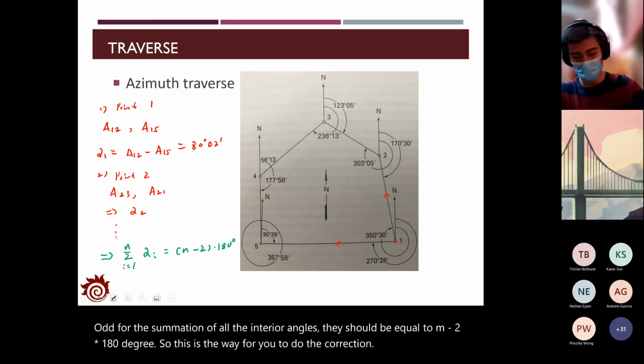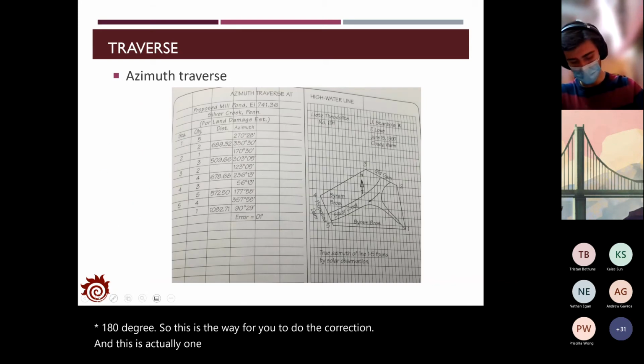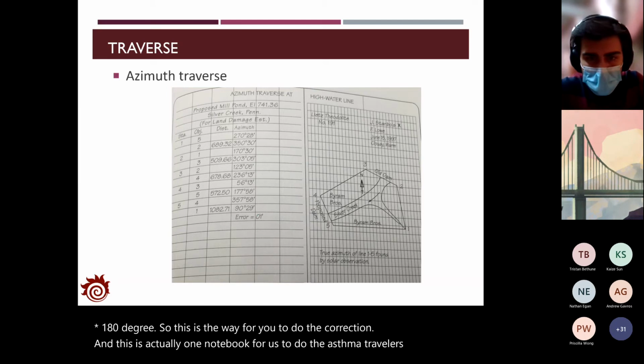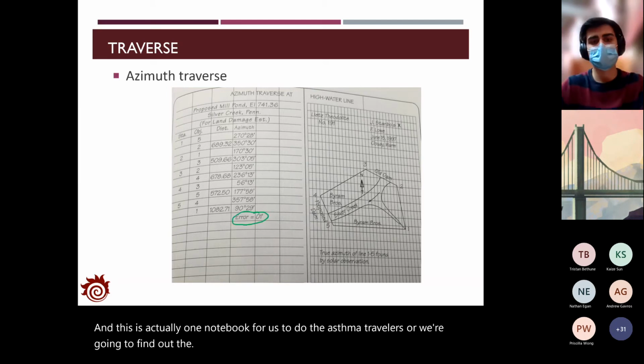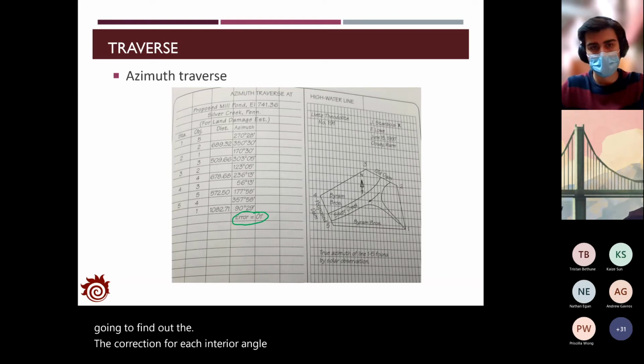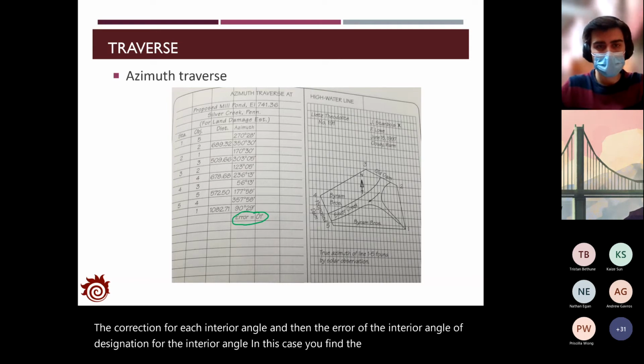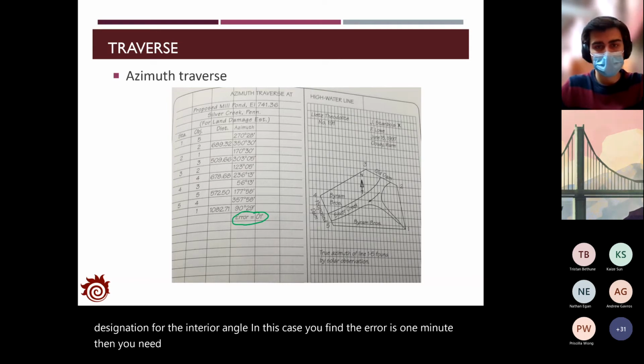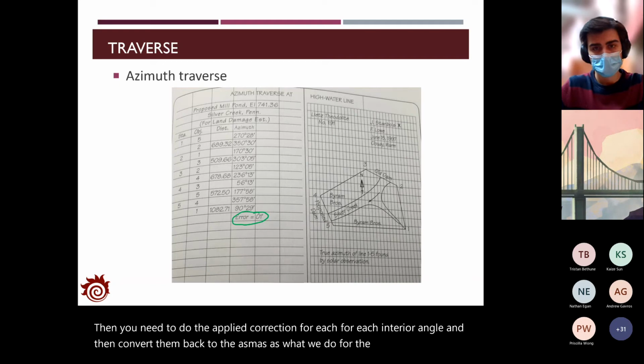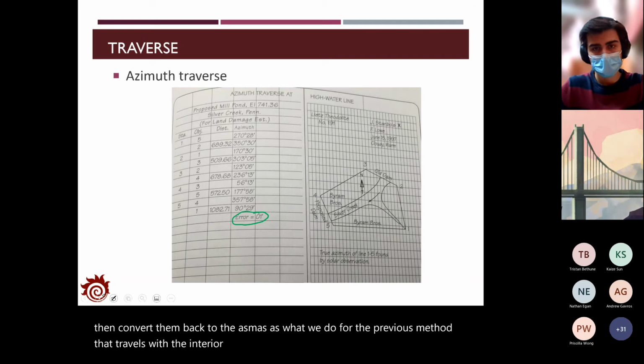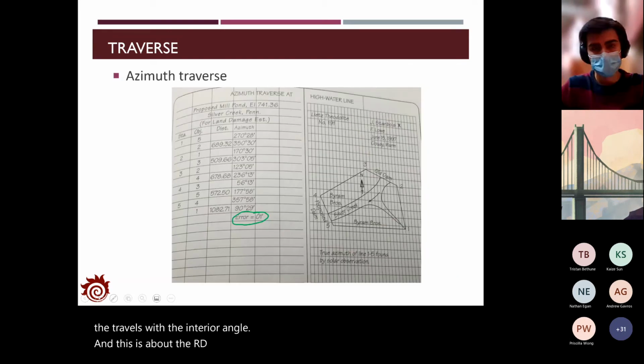And this is actually one notebook for us to do the azimuth traverse. We're gonna find out the correction for each interior angle, and then the error of the interior angle summation. In this case, you find the error is 1 minute. Then you need to apply the correction for each interior angle, and then convert them back to the azimuth as what we did for the previous method, the traverse with the interior angle. And this is about the azimuth traverse.